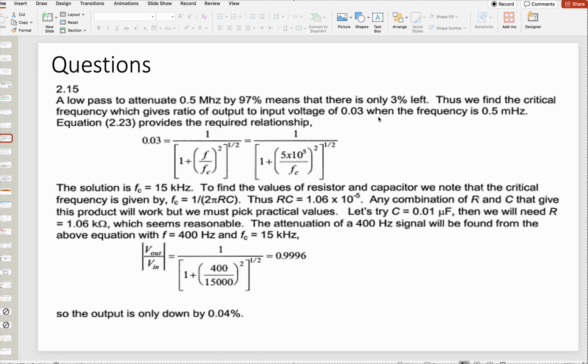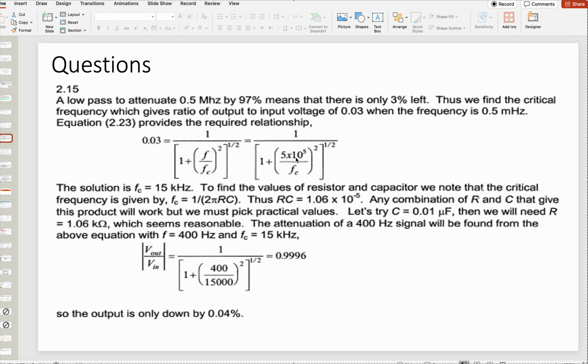Now what is the frequency? Let's read it again. A low pass needs to attenuate 0.5 megahertz, so you need to substitute the frequency. Thus, we find the critical frequency that will attenuate 97%. So that means Vout over Vin is 3%, which means the voltage output is only 3% of the voltage input. And in case we are substituting here the high frequency.